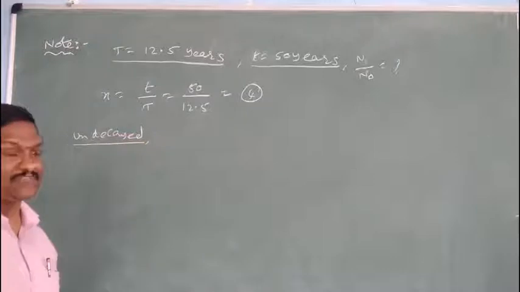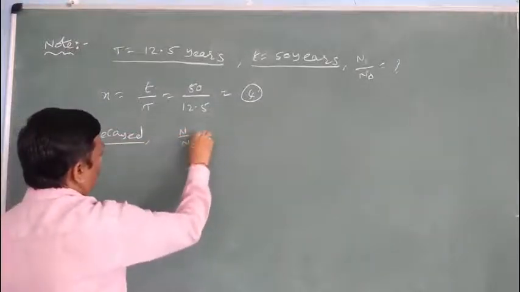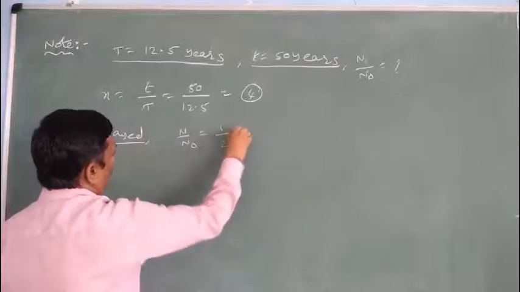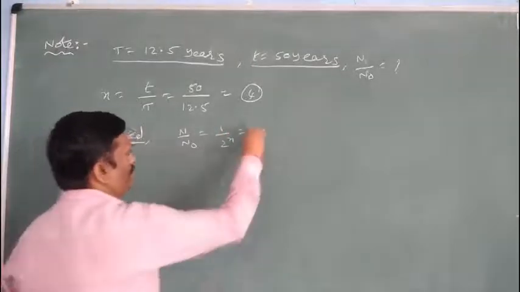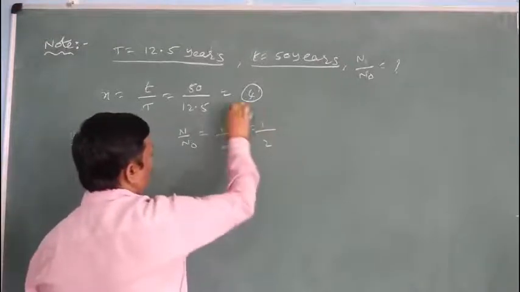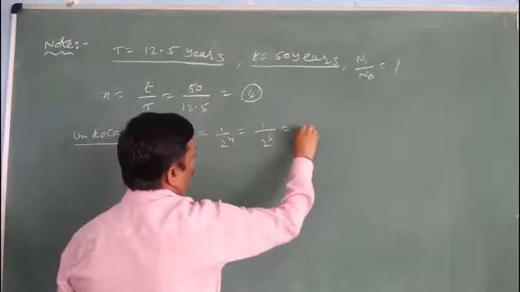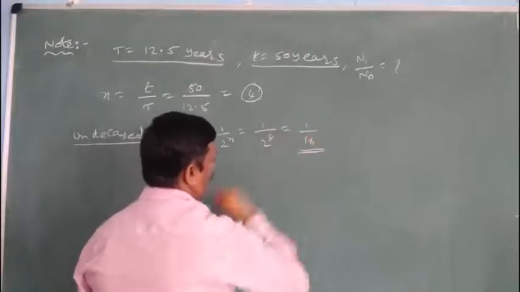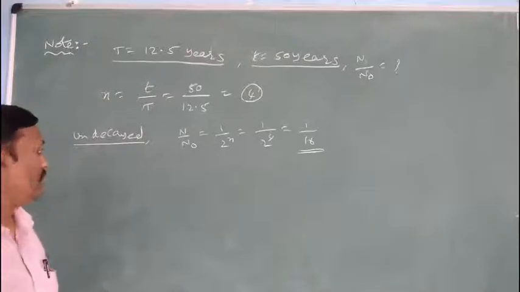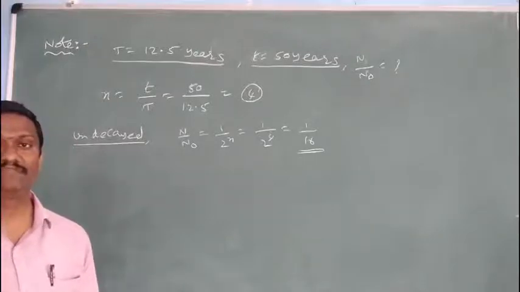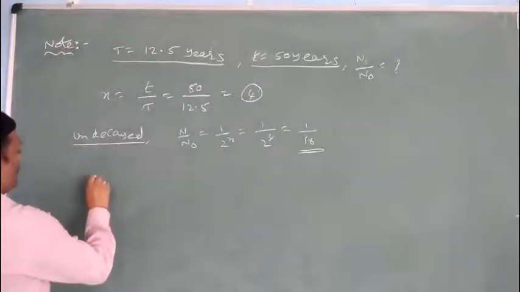The formula for the fraction of atoms undecayed is N by N naught equals 1 by 2 power n. So 1 by 2 power 4, since n is 4, means 1 by 16. The fraction of atoms undecayed is 1 by 16. Sometimes, based on the same data, we also calculate the fraction of atoms decayed.